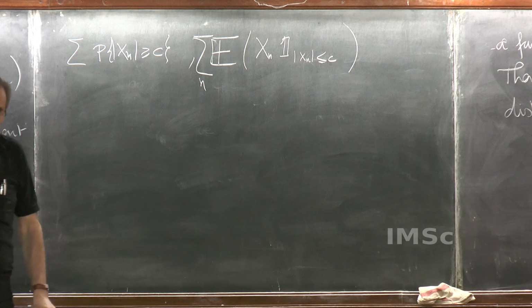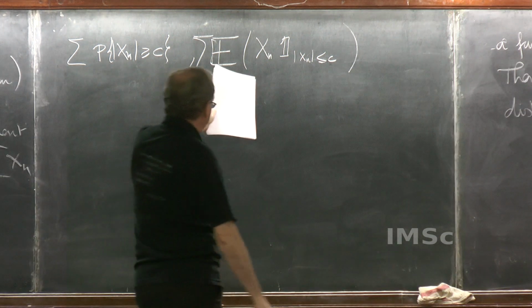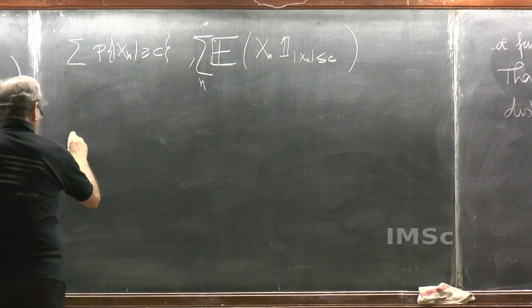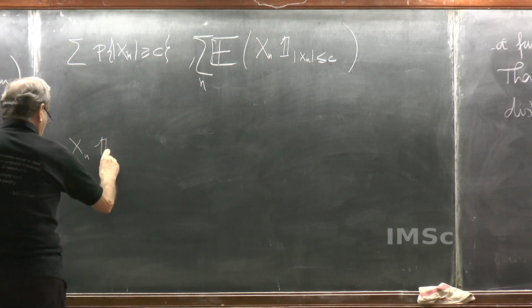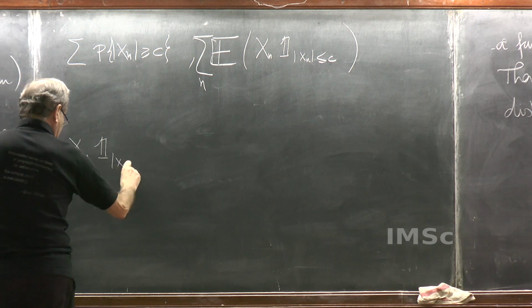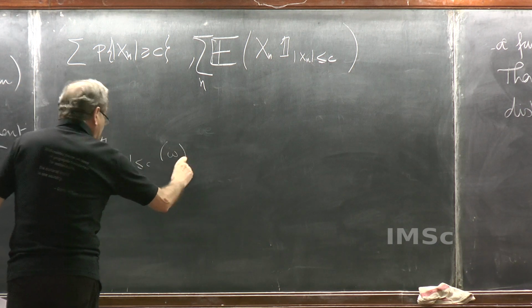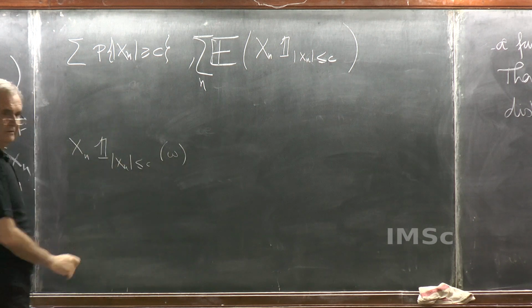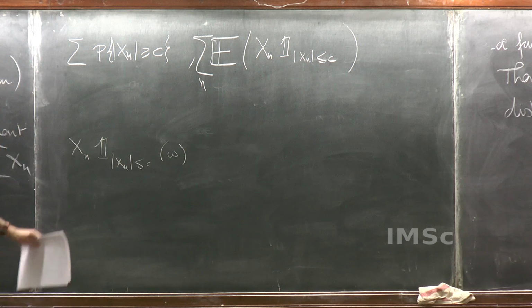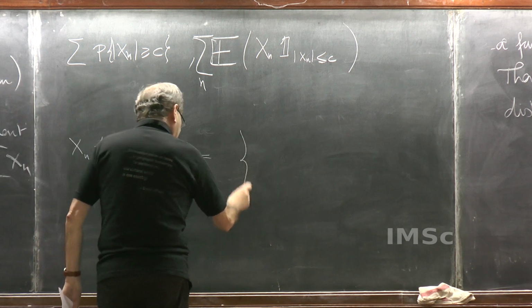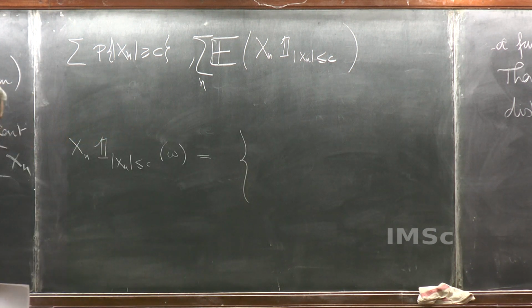Okay, so what is the meaning of this random variable, x_n times 1 of x_n less than c? You apply it to omega. Leave some room because I will write a third series. I just want to tell you what it means. What is the value of that? The value of that is the following.